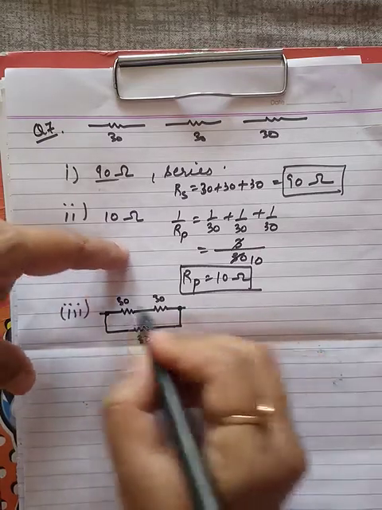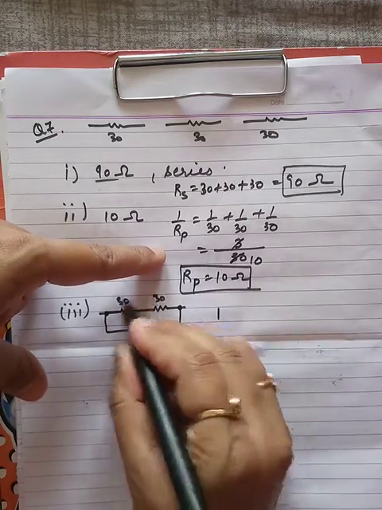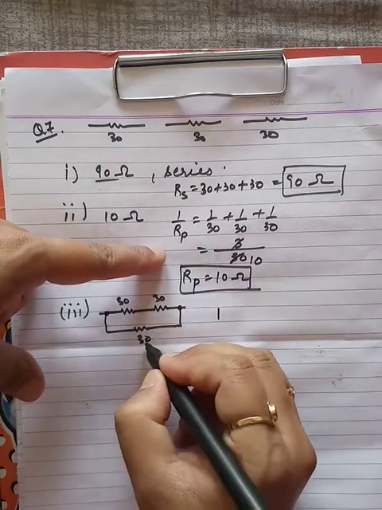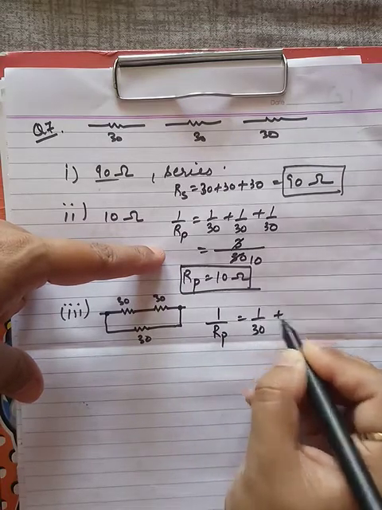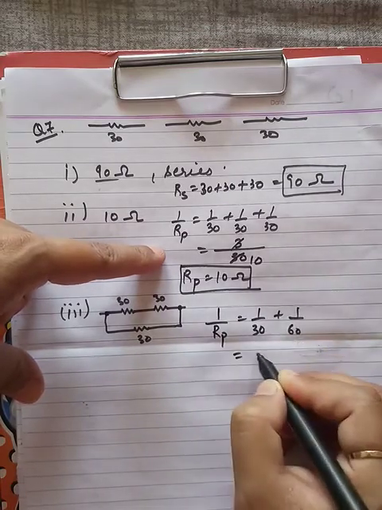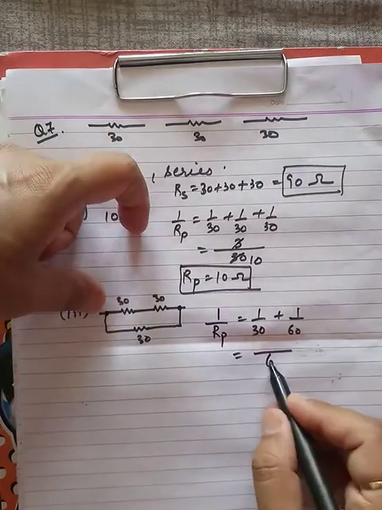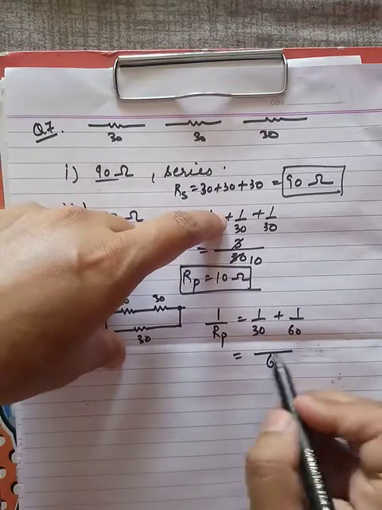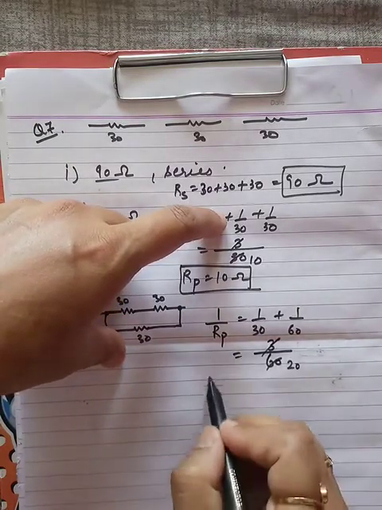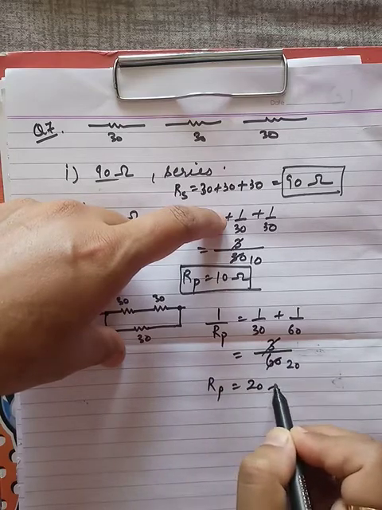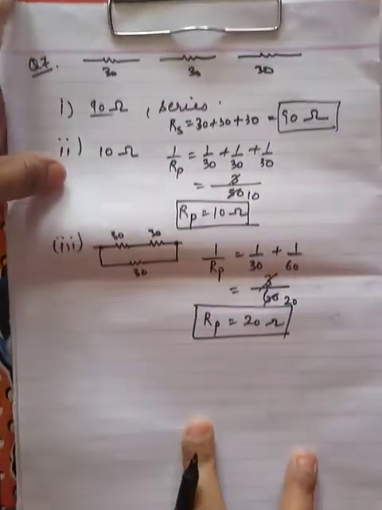How? 30 plus 30 is 60, and this 60 and 30 will be in parallel, so 1 by Rp is equal to 1 by 30 plus 1 by 60. So the LCM is 60 and it will be 3, so that will be 2 by 60, so this will be 20 ohm. We get 20, right.